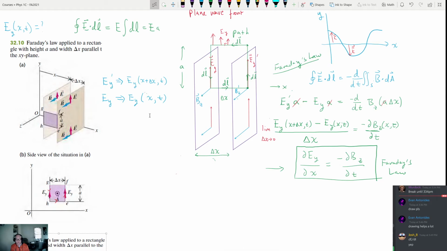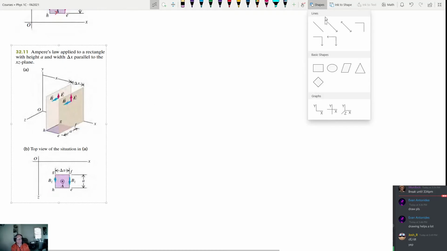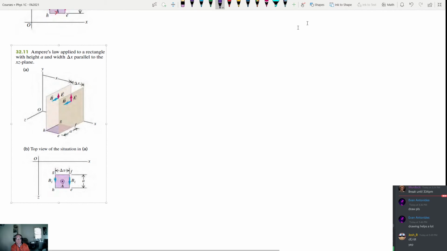I could almost use the same picture. Not really. We'll draw it again. Okay, so for this one, again, we're going to need two planes. So here's our first plane. And then connect it up.